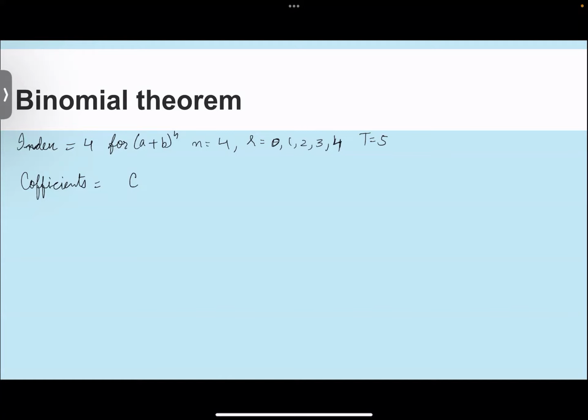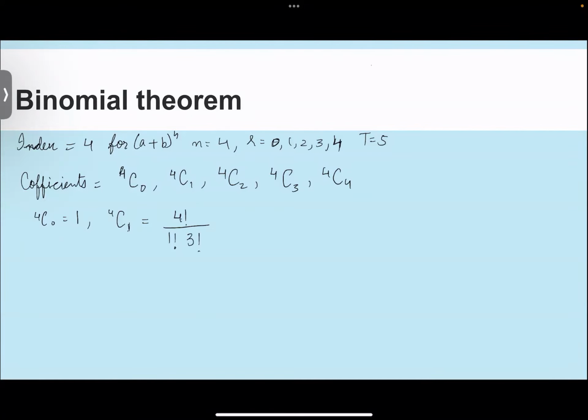So the first term's coefficient would be 4C0, then we have 4C1, 4C2, 4C3, 4C4. So you have got your 5 coefficients for the 5 terms. The first one, 4C0, is going to be 1 itself. When we go for 4C1, you can write this as 4 factorial upon 1 factorial, because r is 1 over here, and the other one is 4 minus 1 factorial. We will directly write it as 3 factorial.